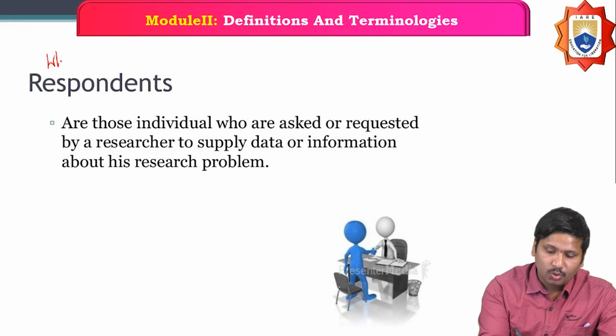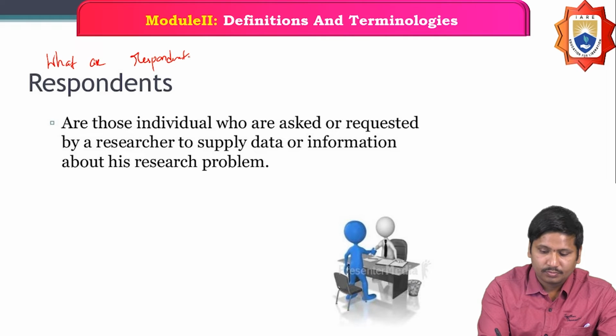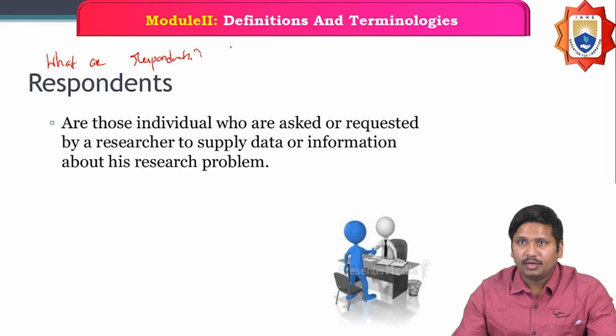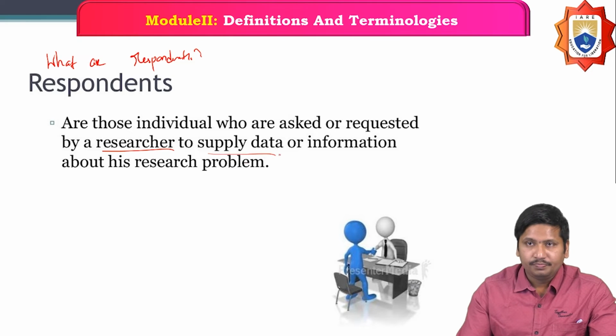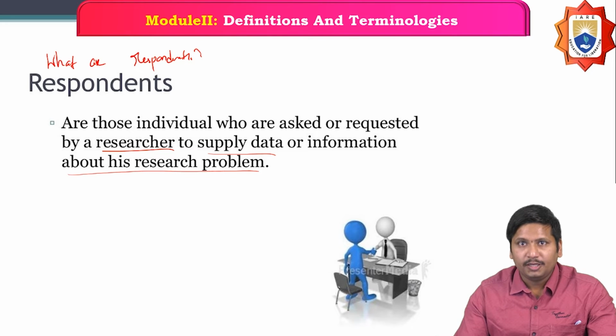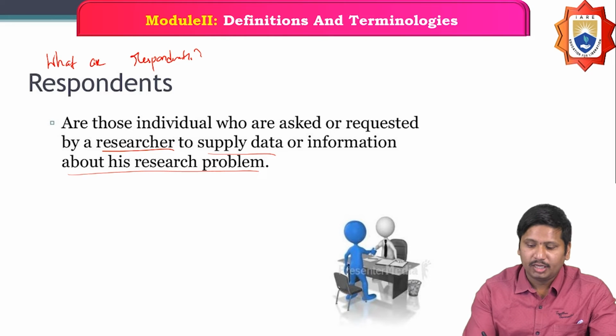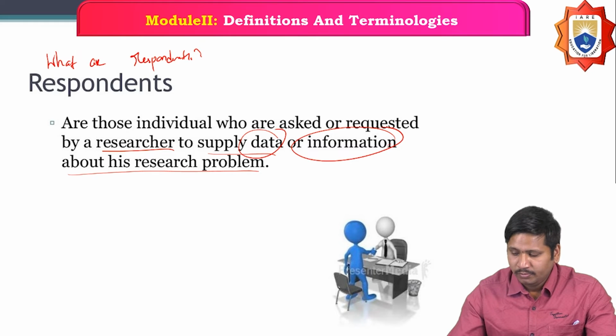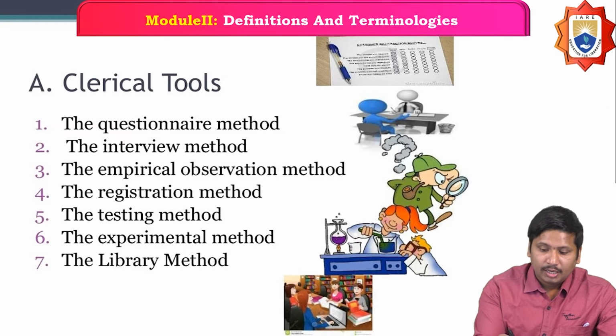And the next question is, what are respondents? This is a question that may come. Respondents are the individuals who are asked or requested by the researcher to supply data or information about his research problem. These are the persons who are asked or requested by the researcher to supply the data or information about his research problem. And next, what are clerical tools?